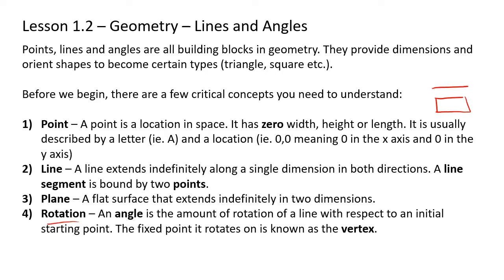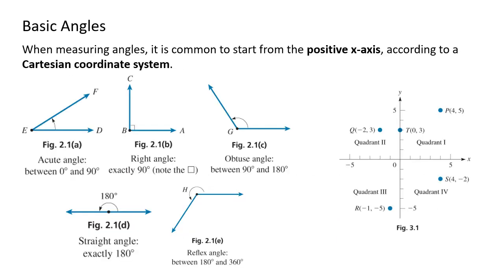And the last item is rotation. An angle is the amount of rotation you're going to have of a line with respect to the starting point. And we're going to get into where the general starting point usually is. A line rotates along a fixed point, and that point is known as a vertex. That's the starting point for where the angle starts and finishes.